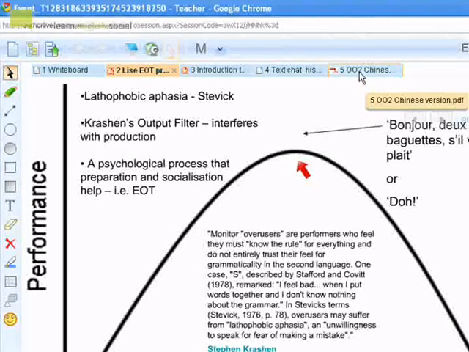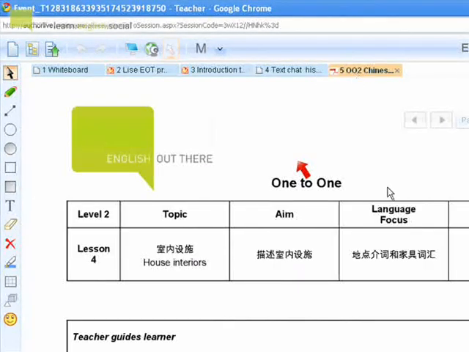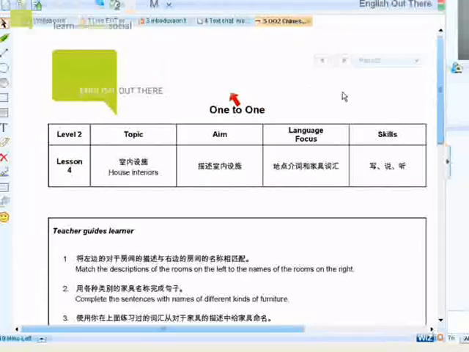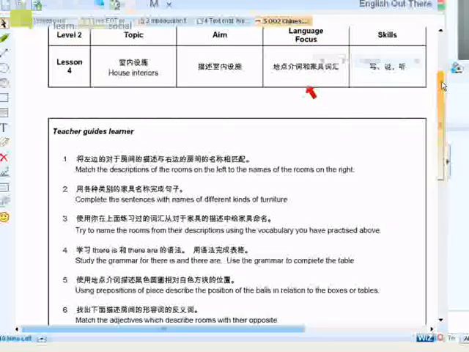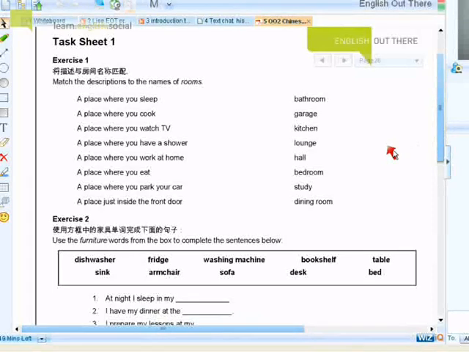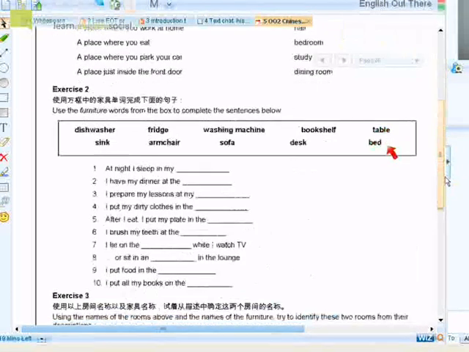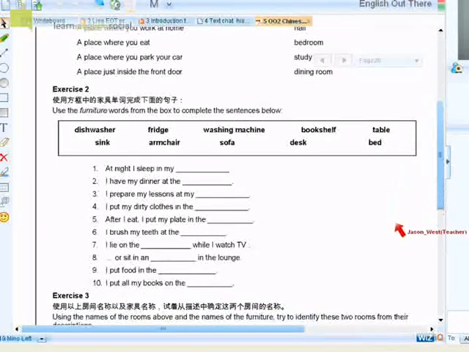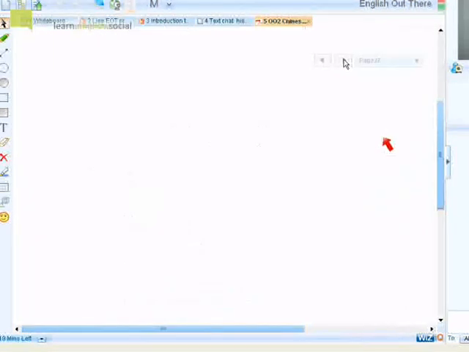Right, so I'm going to now have a look at a lesson plan that's an elementary plan, and all of our beginner and elementary lesson plans are translated into Chinese, Japanese, Korean, Russian and Spanish, and this one is on house interiors. And when we flick through, you'll see that there are exercises that get you comfortable with the language, and you can fill these out online or with a pen and paper.